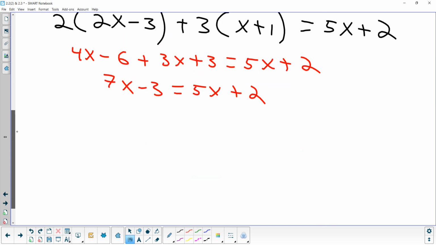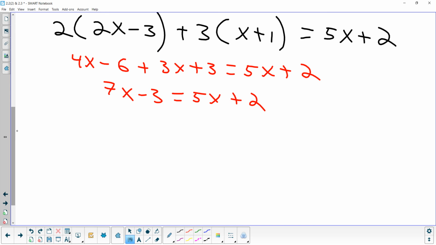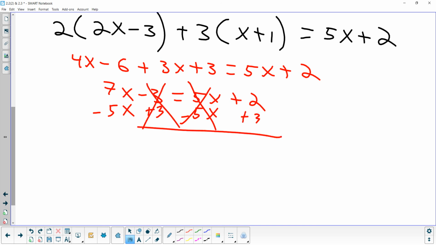Now, how about Janelle? What could I do next? You could move the x to one side. Okay, and which way do you want to move things? Subtract 5x. Okay, let's subtract 5x and 5x. And Madison, what else can I do at the same time? Add 3 to each side. Yeah, in Algebra 1 I probably wouldn't do 2 things like this at the same time, but we should be able to handle that. That gives me 2x equals 5. And divide by 2. And we're done.